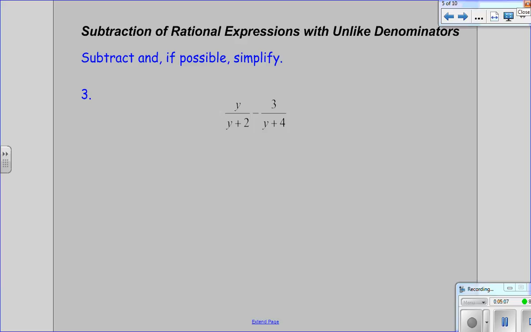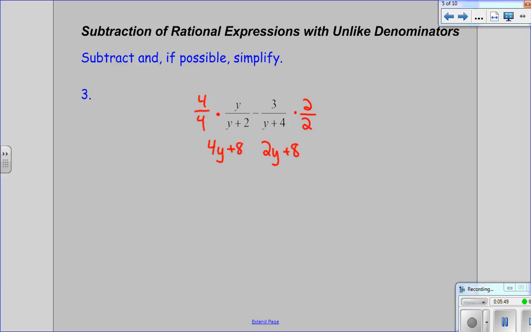y over y plus 2 minus 3 over y plus 4. Again, we need to find what the common denominators would be. Now, before I show you the right way, I want to show you a common mistake people will make. Oftentimes, students will think, I should multiply this fraction by 4 over 4 and this fraction by 2 over 2, because then I'll get 8, right? But when you distribute the 4 and distribute the 2 in the denominator, you'll notice that you do not get common denominators. You would have gotten 4y plus 8 in this denominator, and in the other denominator, it would have been 2y plus 8. So you still don't have common denominators this way.